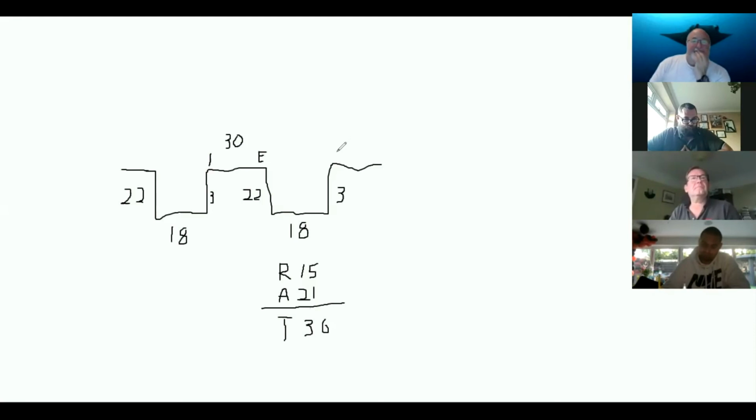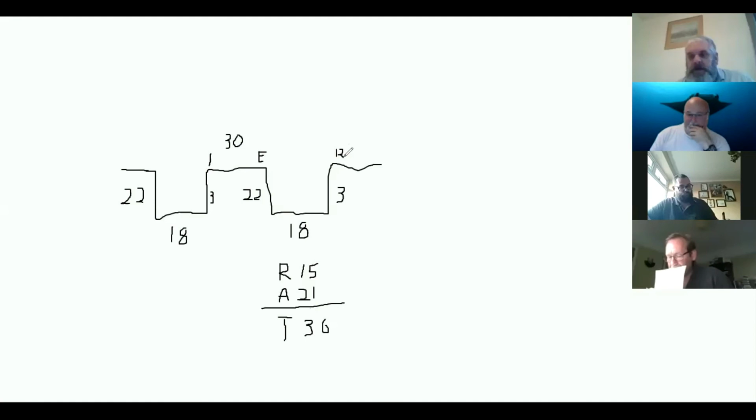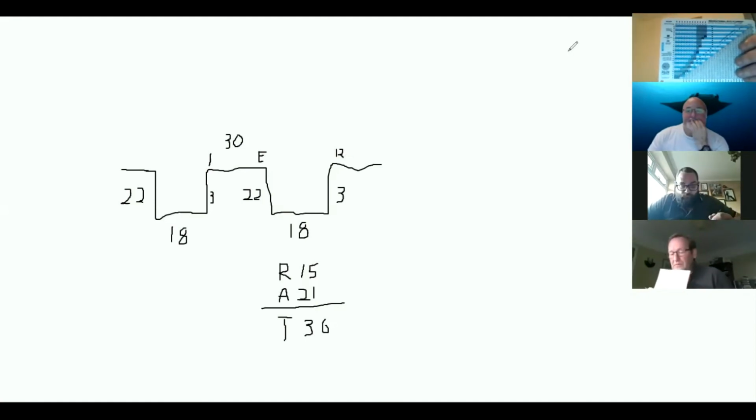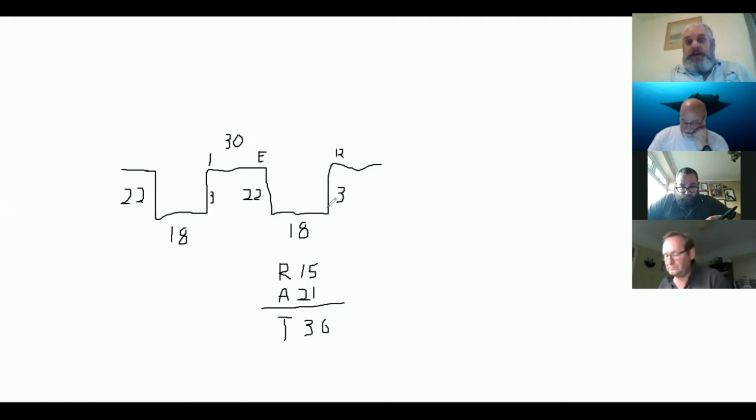Now, if you notice on your tables, that R puts us in those grey hashy bits. Okay, so that means that there is a safety stop required. You've got close enough to one of your limits that you do need to do that 3-minute safety stop.